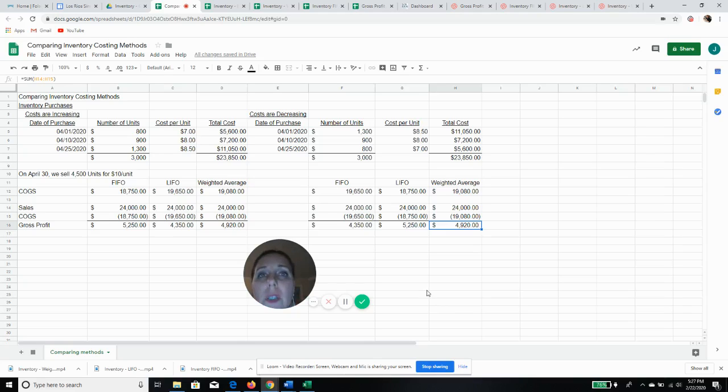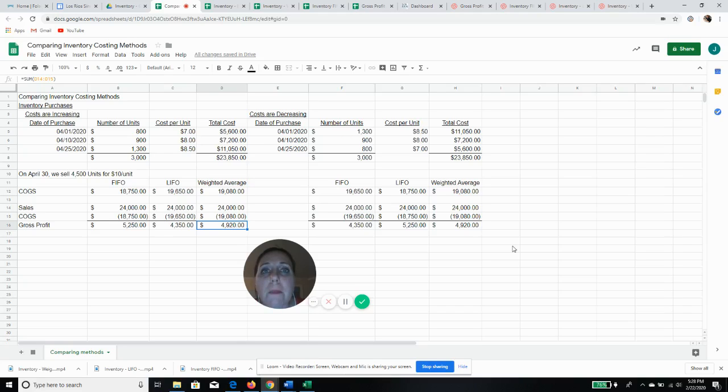If you are looking to just smooth your costs and keep things pretty much on an even keel, and not have big fluctuations based on the price you're paying for your inventory, then you're probably going to want to use weighted average, right? Because we didn't see any changes. We had the exact same facts, it just changed the order that we bought things.